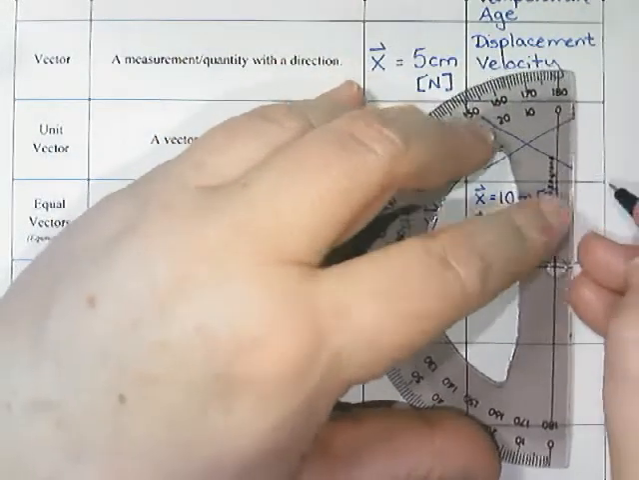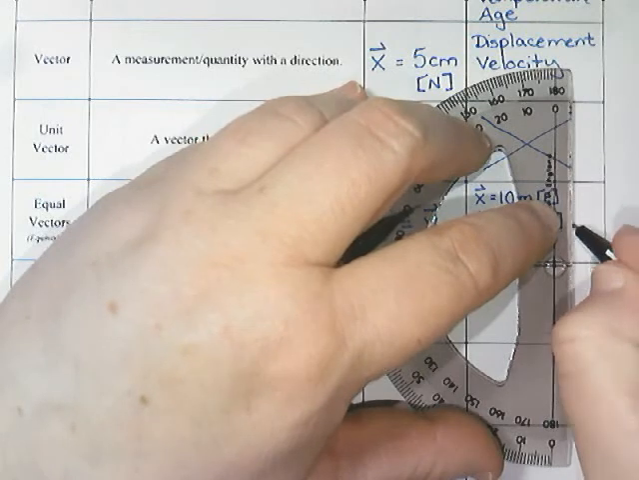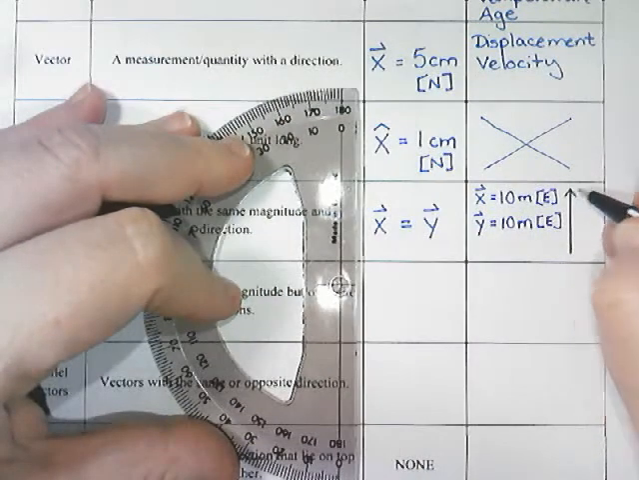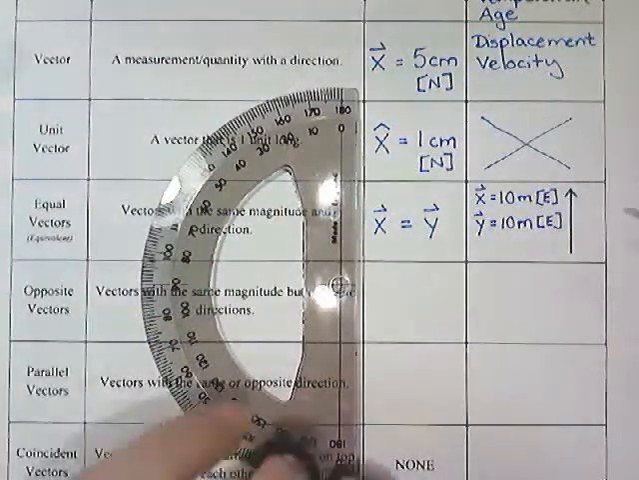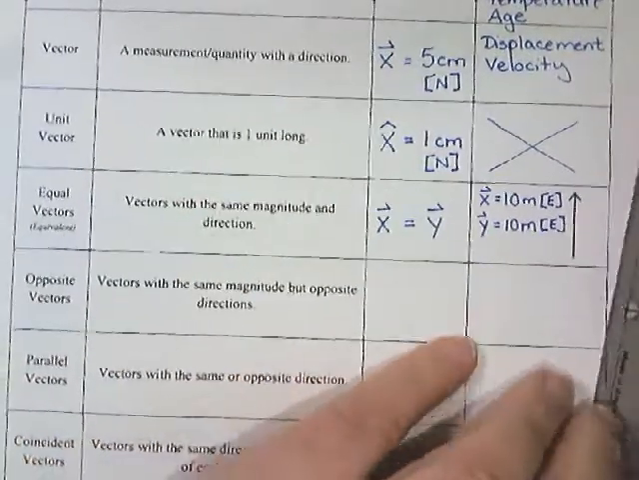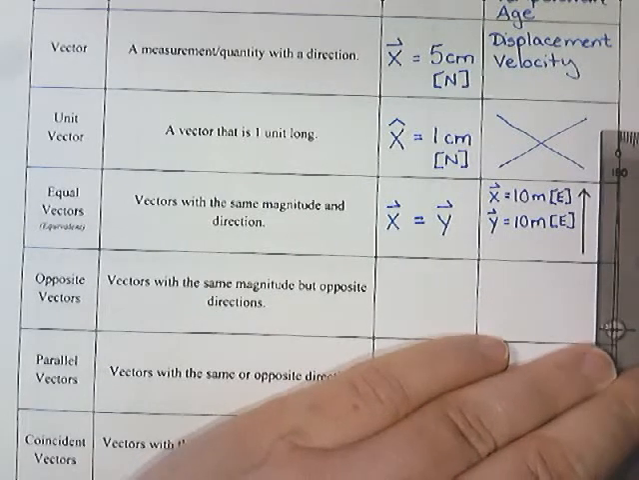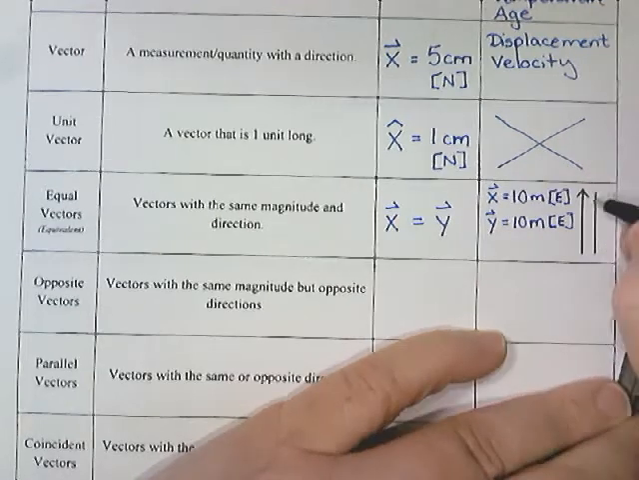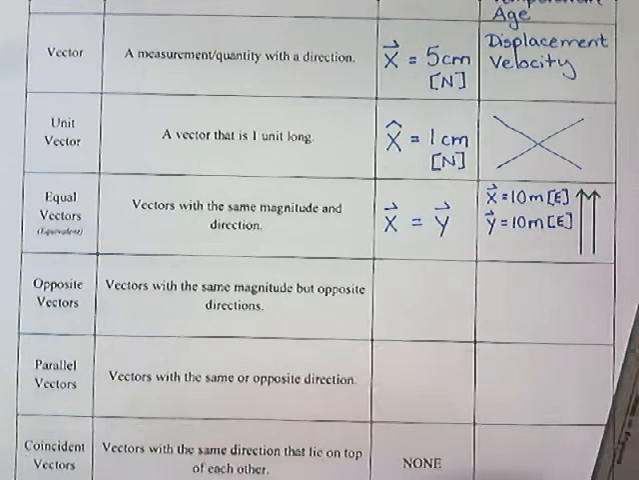So I'm going to draw just a randomly sized vector here. I'm going to have it point straight up because that will fit on my page. And then in order to have a second one that is equal, it has to be the exact same length. Maybe I should have measured them. And they need to be pointing in the same direction.